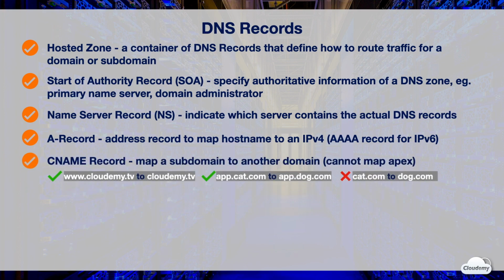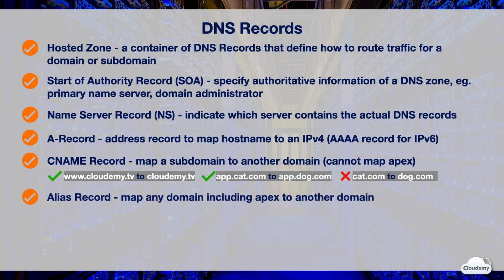Canonical name or CNAME record is the record that maps a subdomain to another domain. It's commonly used to map 3W to a domain apex, which is the top node of a domain. For example, you can map 3w.cloudemy.tv to cloudemy.tv by creating a CNAME record. But you cannot directly map the domain apex with CNAME.